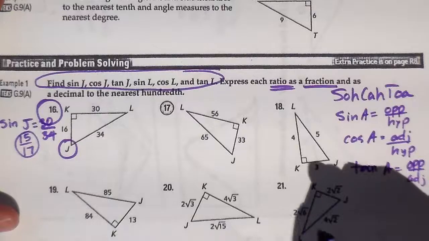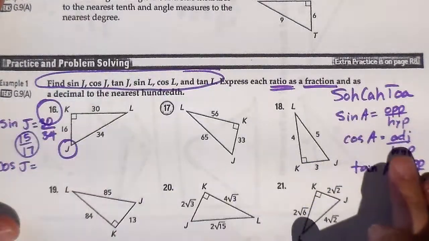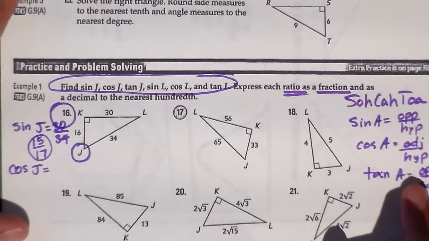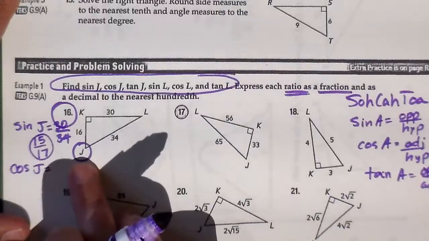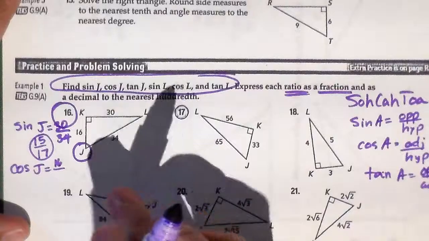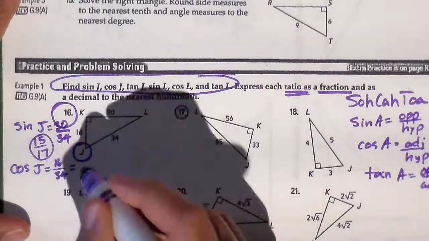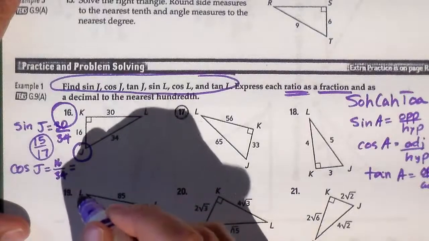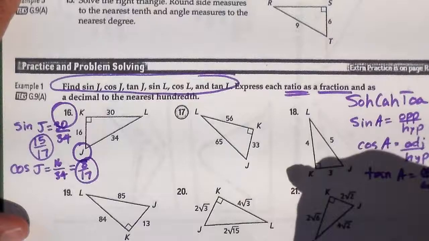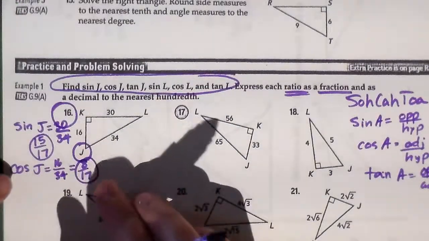And you're done. Okay? Let's do the cosine of J. Remember, cosine is the adjacent side to the angle over the hypotenuse. Let me get this all in the frame here. So what's adjacent to J that's not the hypotenuse? 16. What's the hypotenuse? 34. So if I reduce this, I get 16 over 34, which is 8 over 17. And you're done. Okay?